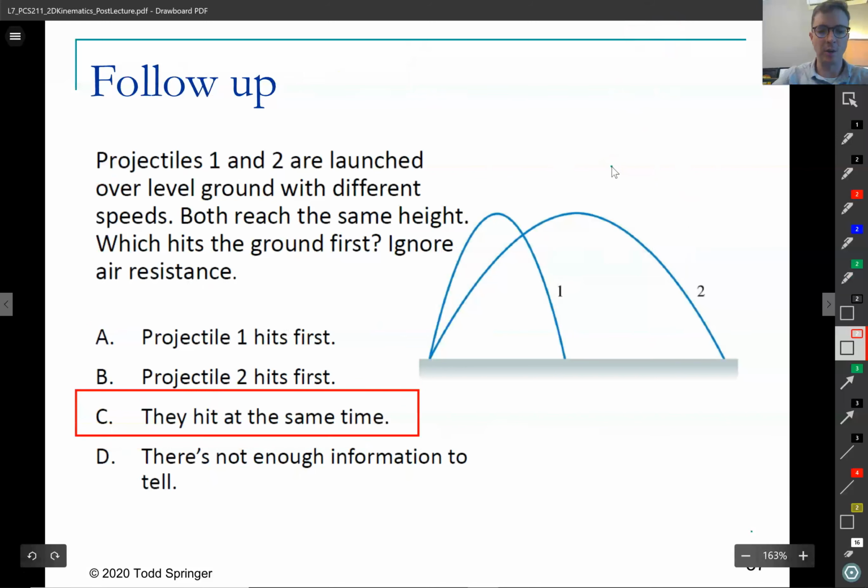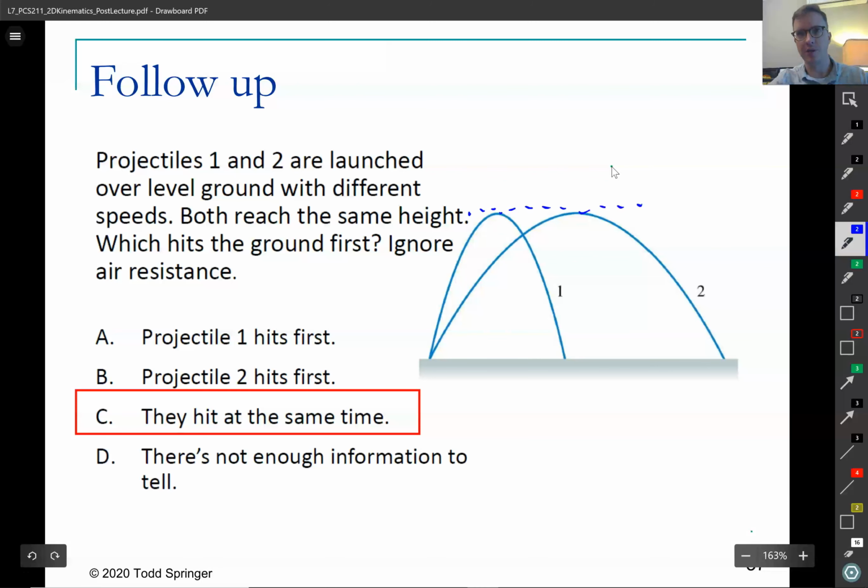Maybe I can ask a follow-up question. Which of those two is launched with a greater initial speed? So they have the same speed or they have different speeds? You can see because they go to the same height, they have the same initial y velocity, right? Because the y direction is what controls how high it goes. But number 2 went further, and that means that it had a greater x velocity to start.